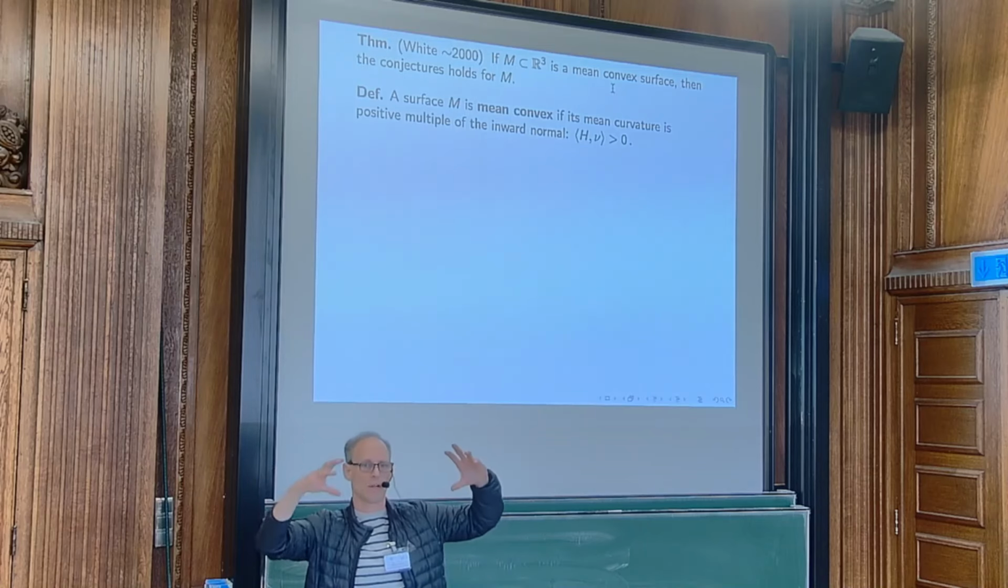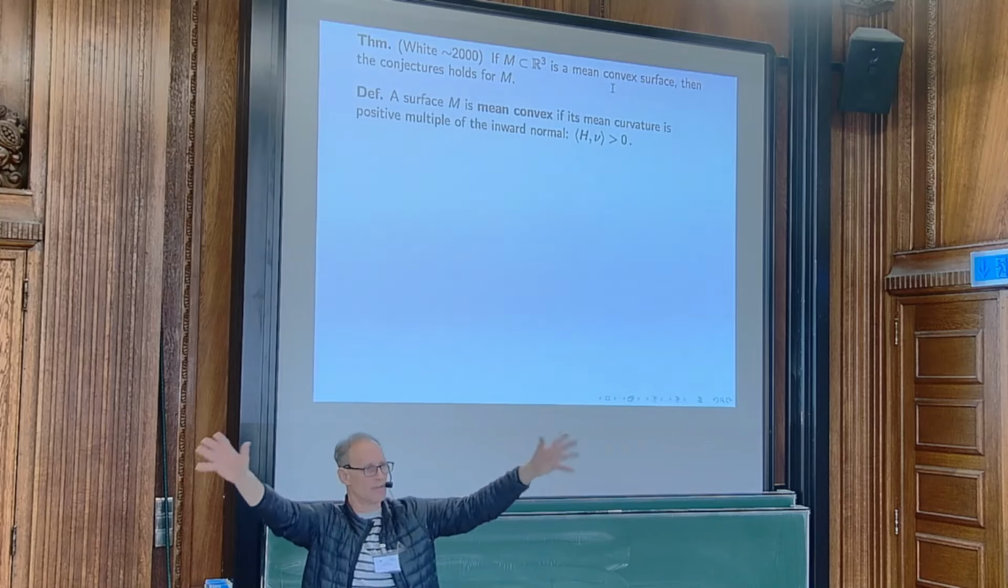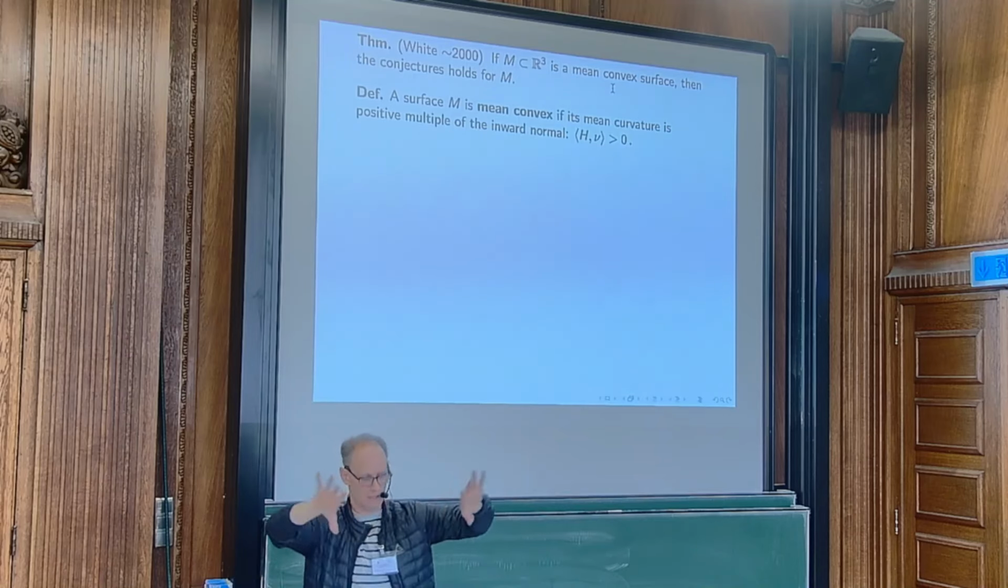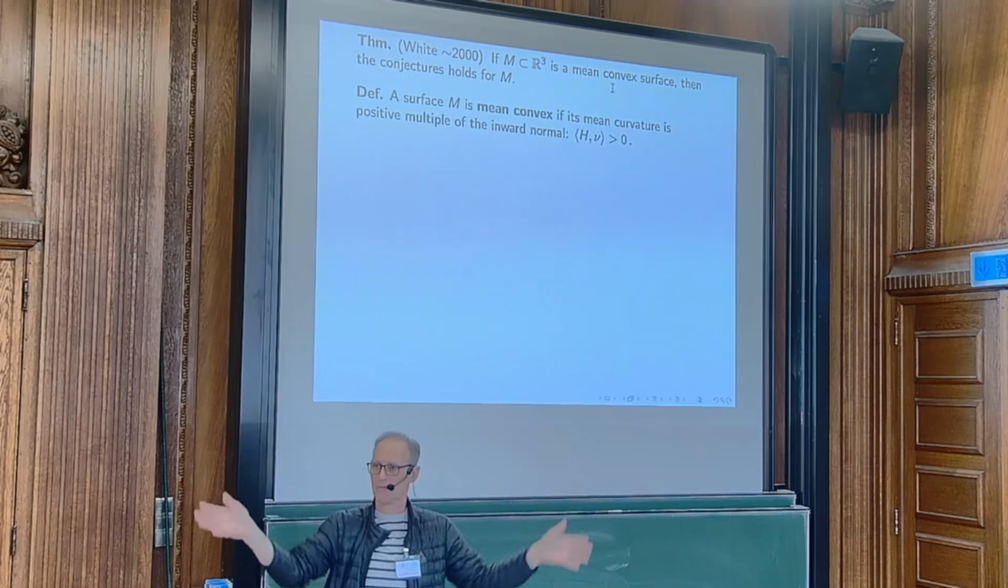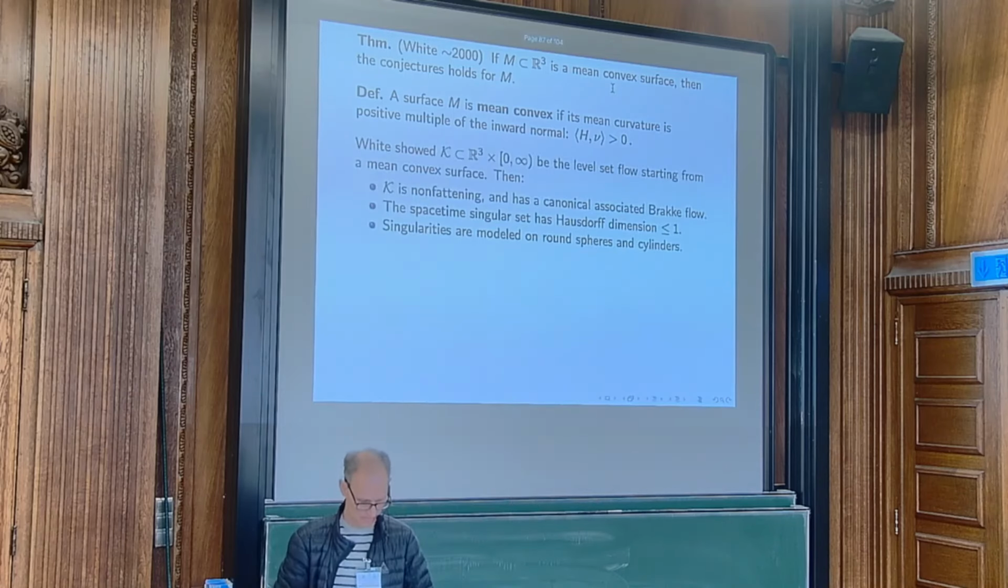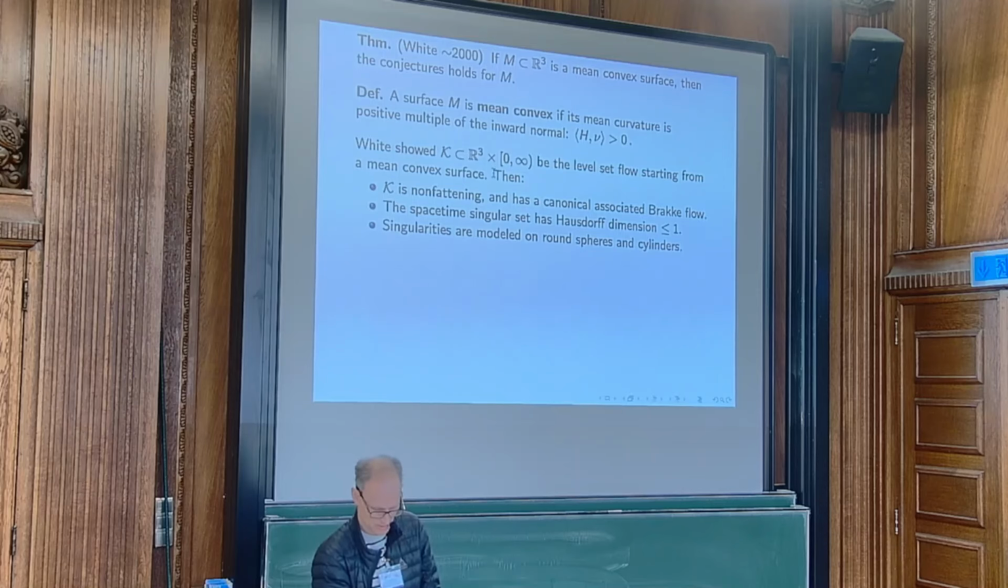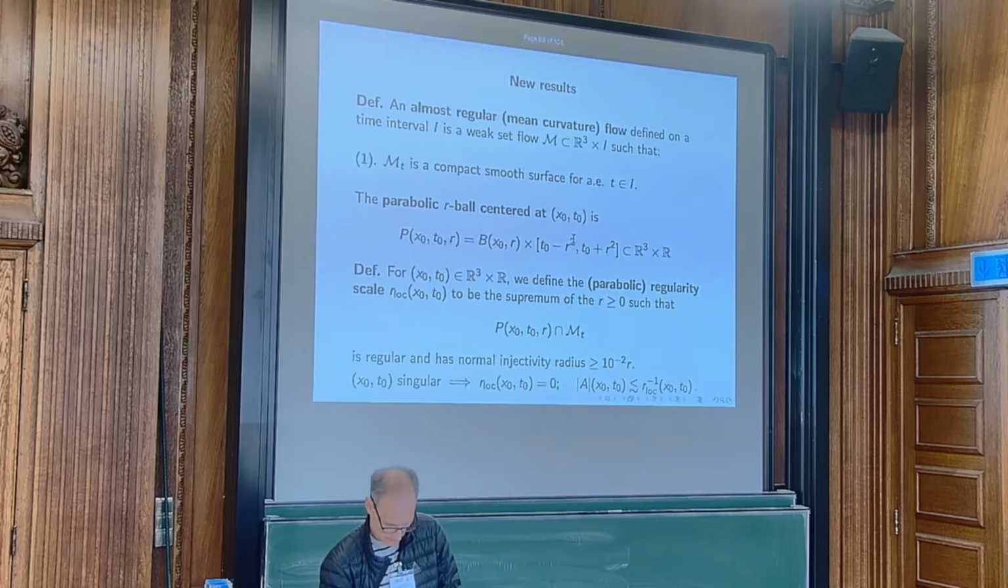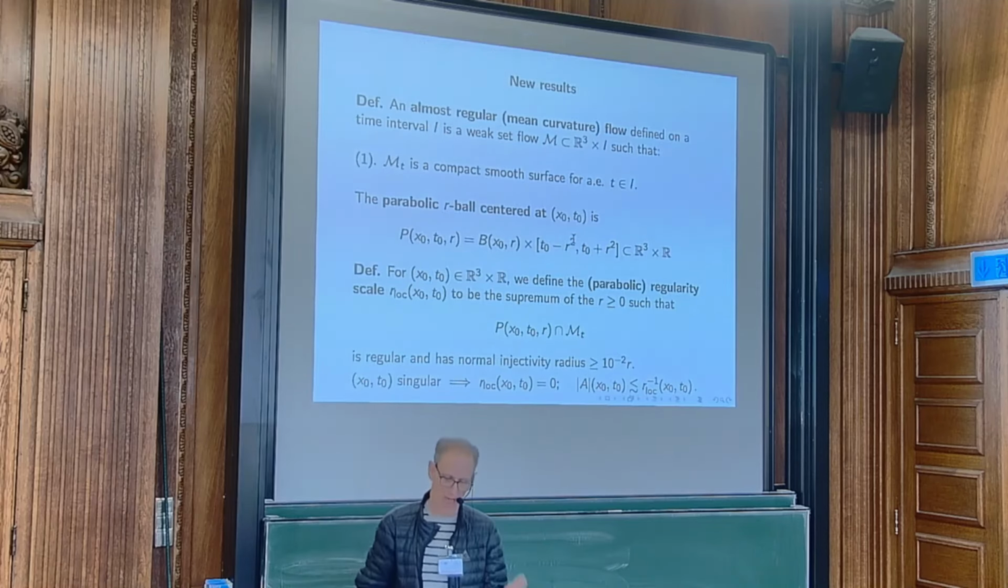For example, a convex surface is mean convex, but with a little bit of care, you can construct one of these dumbbell surfaces which is mean convex. His theory would apply to such a dumbbell surface. So in particular, you have a level set flow starting from a mean convex surface. It's non-fattening, so that pathology does not occur. You also have a canonical associated Brakke flow. He showed that the space-time singular set has Hausdorff dimension at most 1, and the singularities are modeled on round spheres and cylinders. Okay, I think I'll just skip over that stuff. Short on time. Now I want to come to the new results.